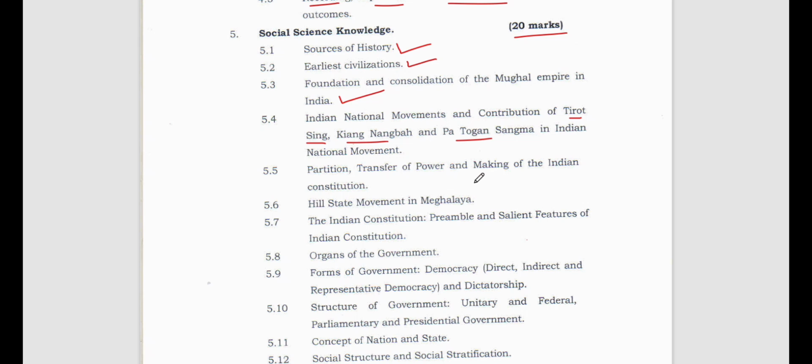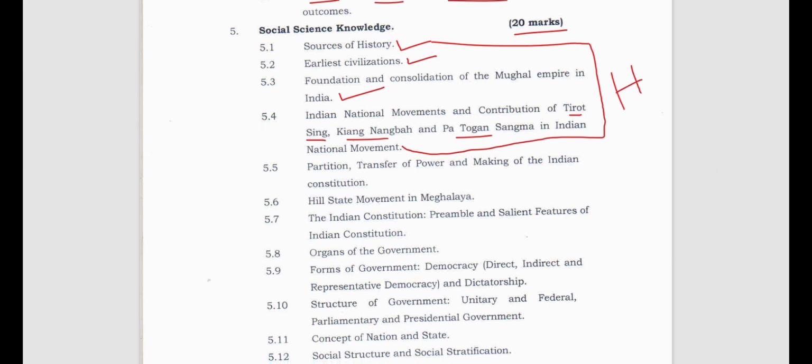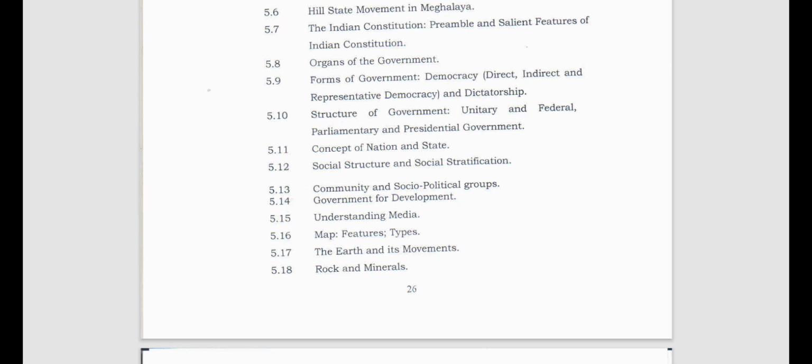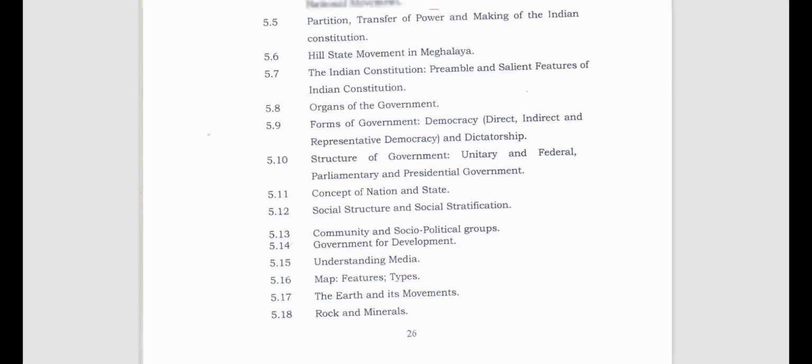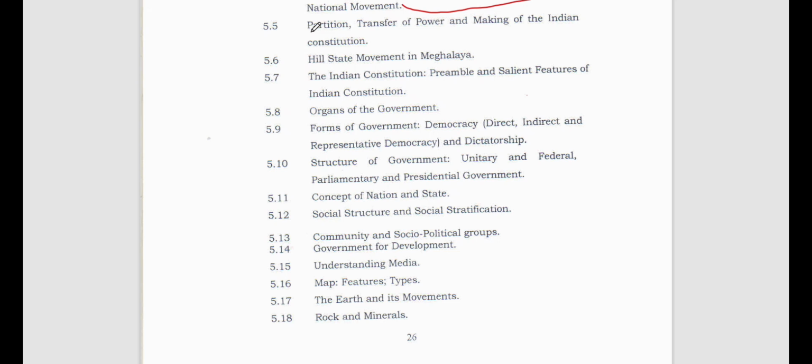Now, partition, transfer of power, and making of Indian constitution. See, basically these parts are what? These parts are the history parts, right? History. These are all history. Then next we have, oh sorry, it went extra, right? All right, next we have what is partition, what is transfer of powers, and making of Indian constitution. Who is known as the father of Indian constitution? Please tell me in the comment section.